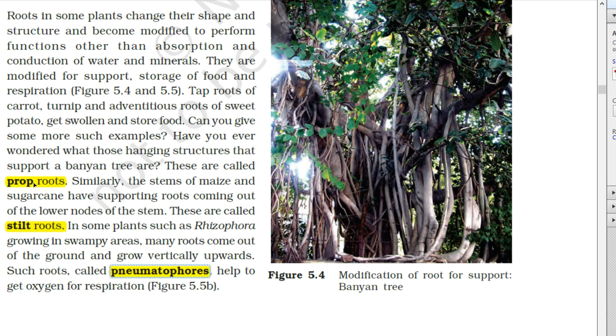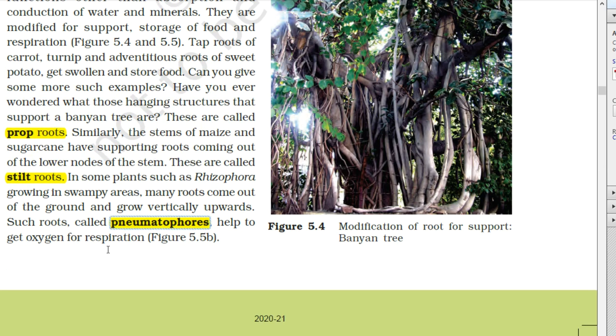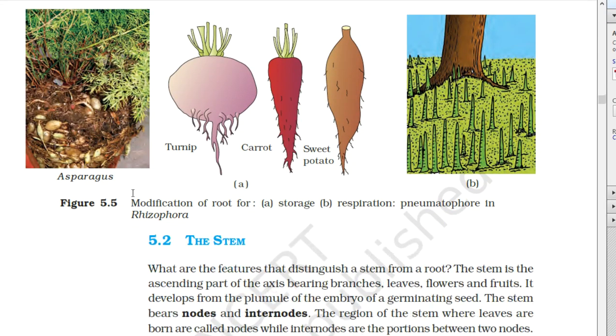And you can see that these are prop roots in banyan tree, prop root, stem of maize, stilt root, and in swampy area, Rhizophora pneumatophores. Right? They help to get oxygen for respiration. Remember that they grow vertically upward and they are found in swampy area. Right? And then modification of root.